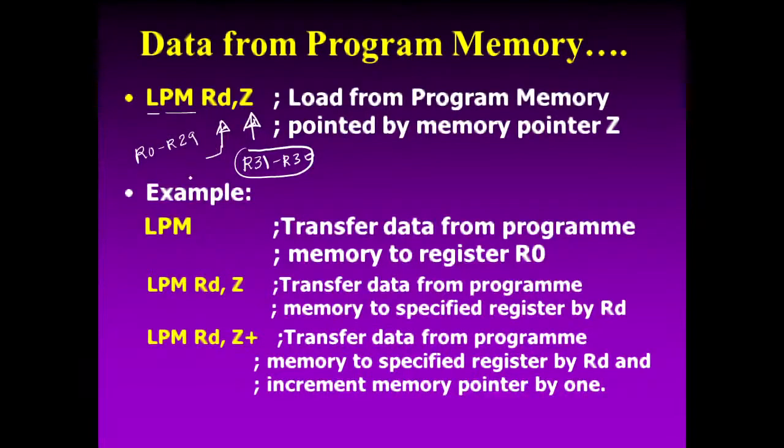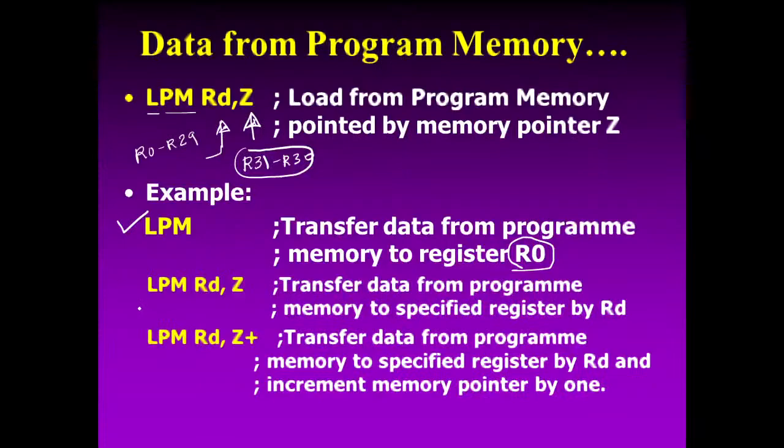There are different versions of this instruction. If you simply write LPM, then by default your intention is to transfer data from program memory to register R0. In that case, by default, Z will be taken as the memory pointer.